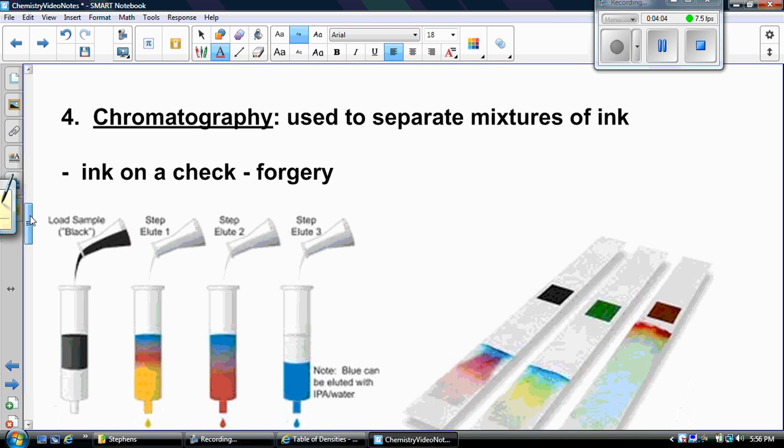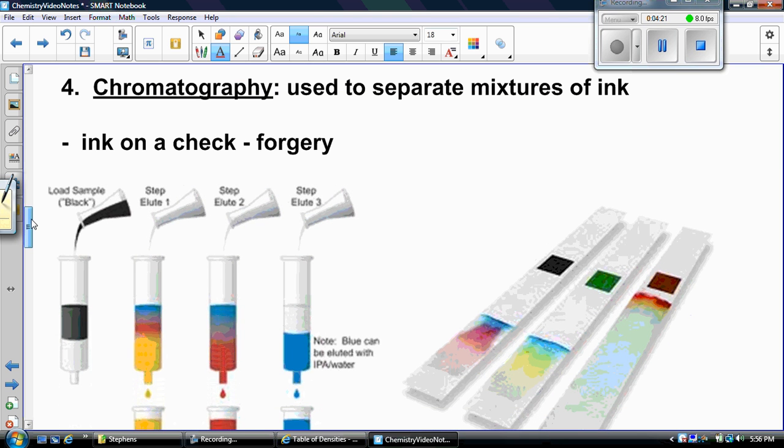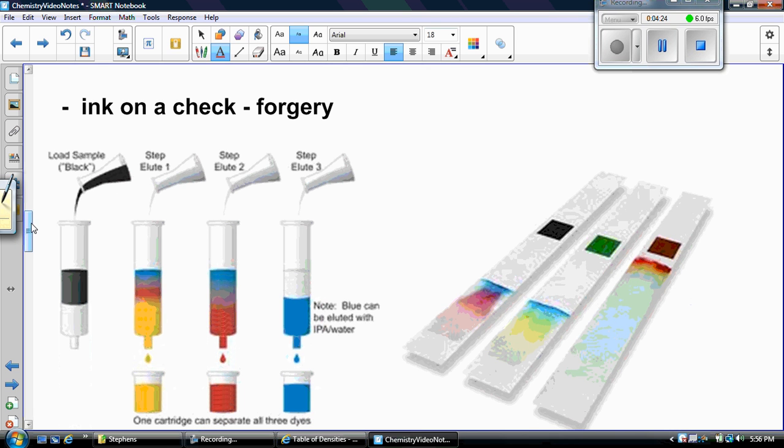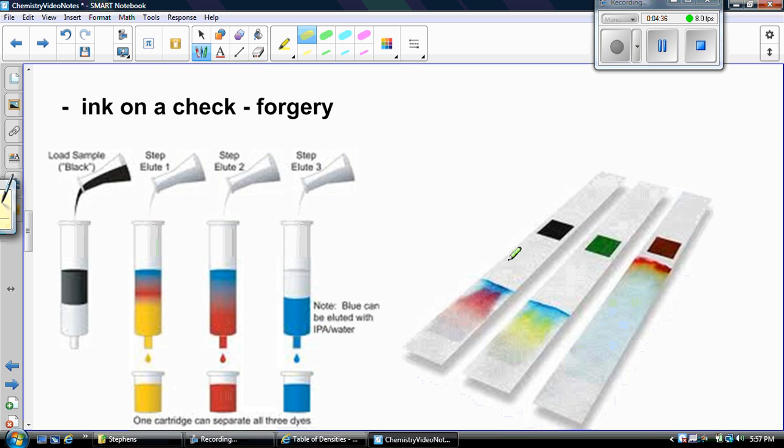Another technique that we use to separate mixtures is chromatography. This one you're probably not very familiar with. This is used to separate mixtures of ink, and we'll get to why that's important in a minute. So like inks on a check, to see if a check has been forged or not, we can use chromatography. So pretty much each type of pen is made up of different colors of ink. So if we have a black pen and we separate out into its colors, it'll make a certain mark like this over here. This mark is significant and it's unique to that type of pen. So that's what a black pen looks like.